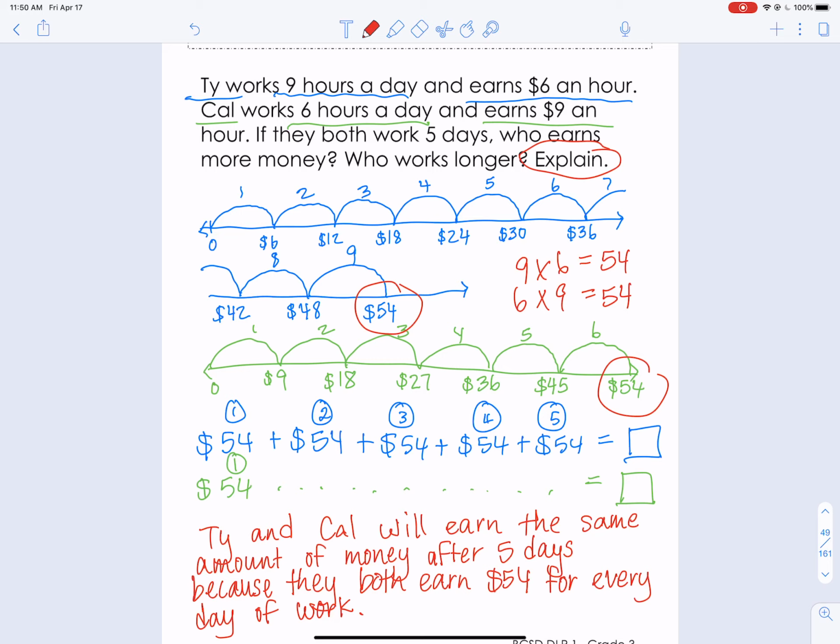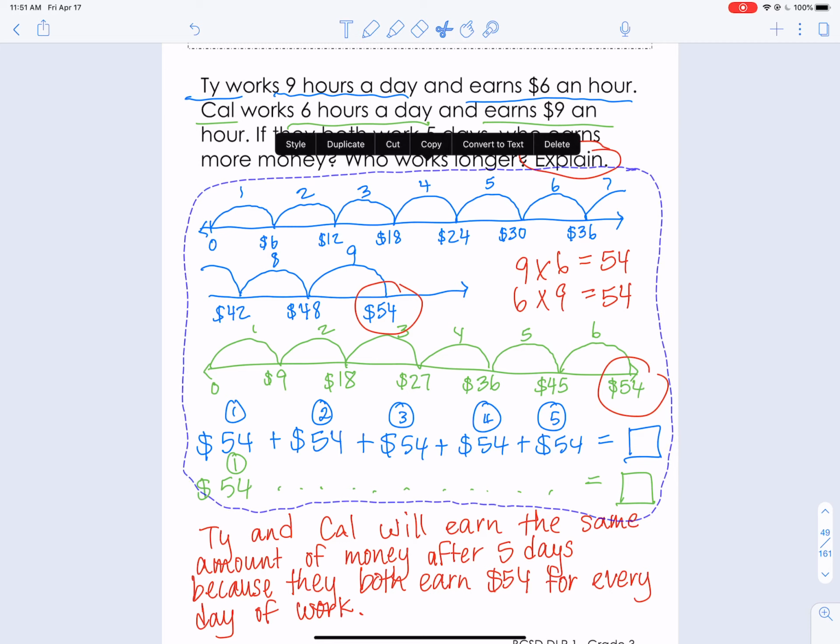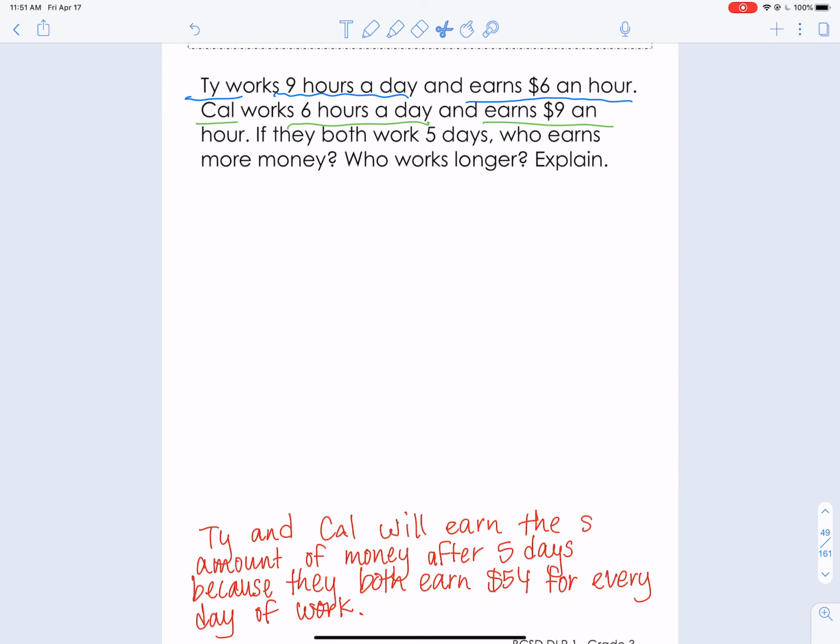So I'm going to run out of space here, so I'm going to have to erase some of this to show you. Let me erase what I have at the top just a second. I'm going to erase all of the stuff applying to money because now we're going to concentrate on hours. Okay, delete that real quick. Okay, so Ty is working 9 hours a day. Go back to blue for Ty.